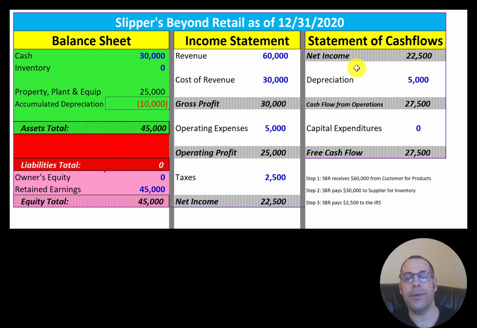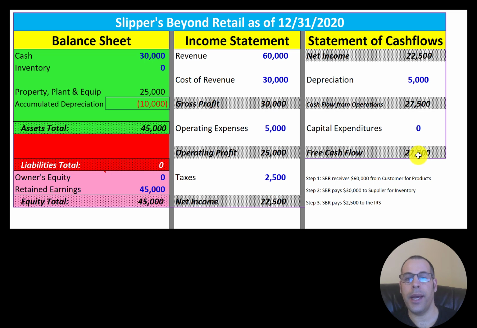Now the statement of cash flows will look different. The cash flow from operations section will be the same. We take the net income, then we have to add back the non-cash items from the income statement. Now our cash flow from operations is $27,500. Remember, cash flow from operations converts net income to cash. We had no capital expenditures in 2020. In 2019 we did, but nothing in 2020. In 2020, we generated $27,500 of cash flow, but reported $22,500 of profit.